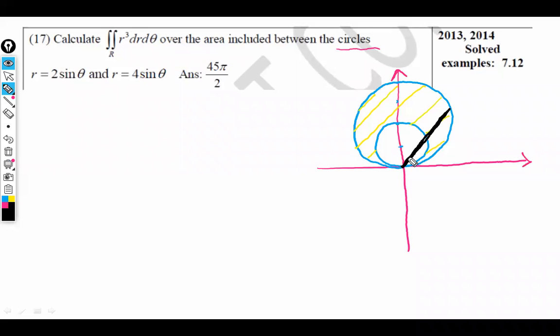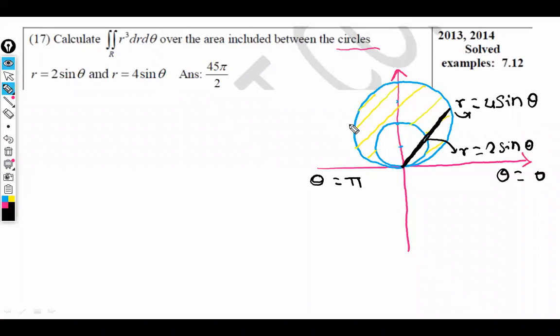Now you observe that this strip enters the region at the position r equal to 2 sine theta, and this strip ends at the point r equal to 4 sine theta. That gives the limits of r. And we observe again the strip should rotate from theta equal to 0 to theta equal to pi, as the circle exists in the first and second quadrant only. So the limit of theta should be 0 to pi.